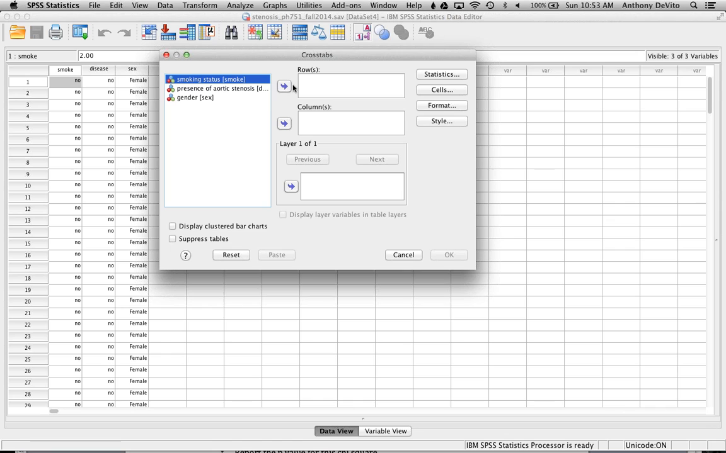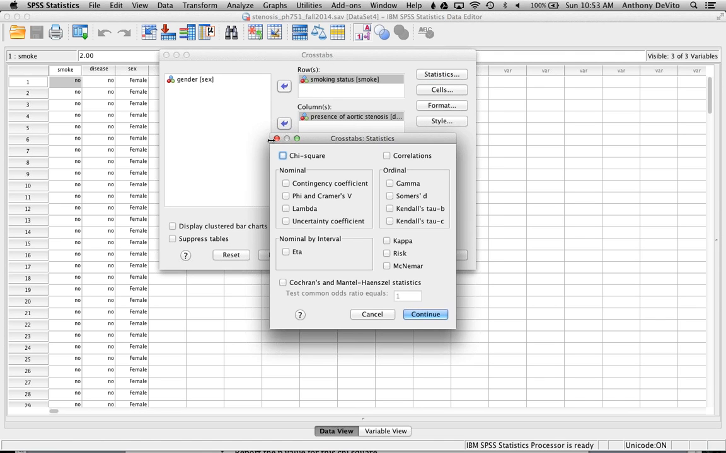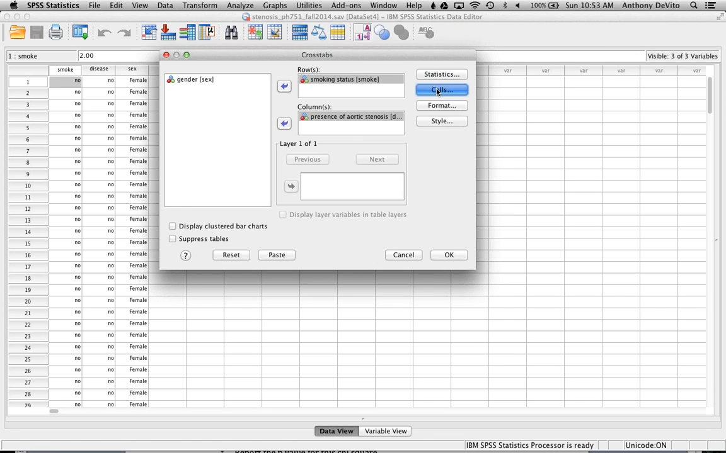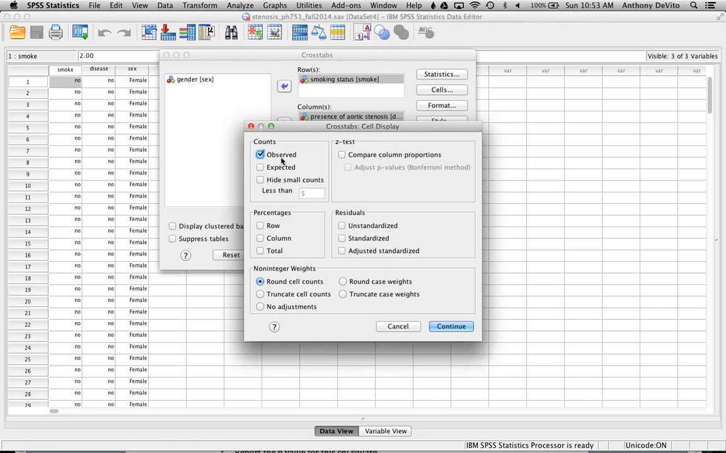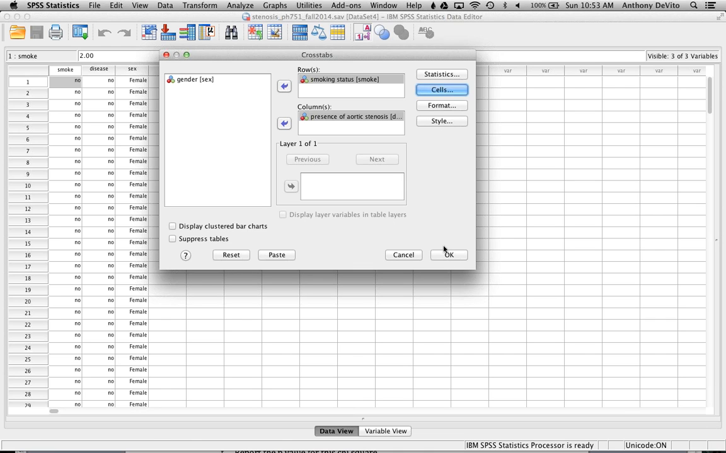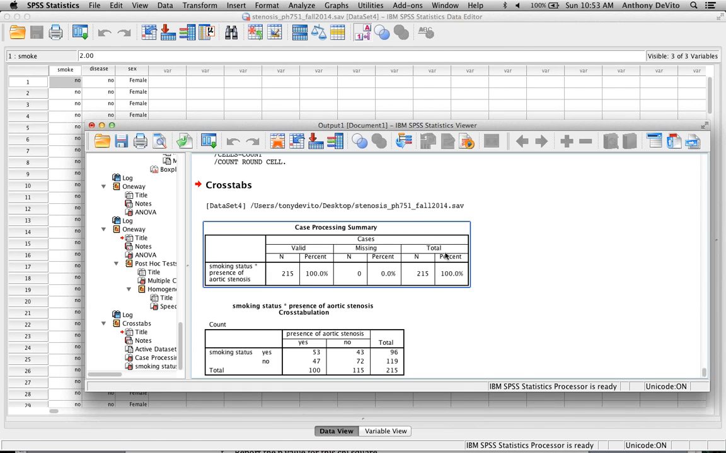So I'm going to put the exposure in the rows. Smoking is the exposure. I'm going to put that into the rows. The presence of aortic stenosis, well, yes or no, do you have it? That's the outcome. I'm going to put that into the columns. Okay, so now, at this point, I'm not going to run any statistics yet. All I'm going to do is go into cells here, and make sure that it's recording the observed values. Okay, see, the only thing that's been checked off so far is observed values under the cells. Okay, so I'm going to click OK and see what kind of output that gives me.